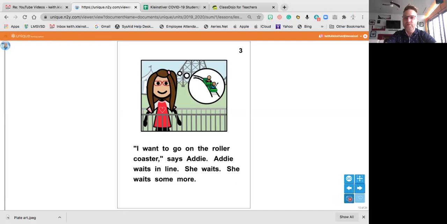Okay, computer's turn. I want to go on the roller coaster, says Addie. Addie waits in line. She waits. She waits some more. Okay, so here Addie, she's saying she wants to go on the what? Point to it, say it or read it. Roller coaster. And she has to wait.